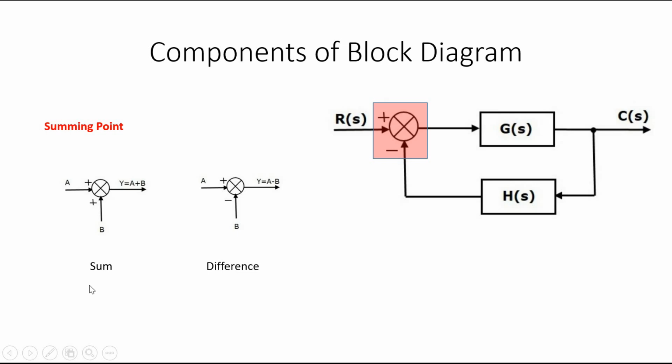Or we can do the difference also. For difference we notate minus. So A is plus and B is minus, so the result will be A minus B. And we can use a number of signals to add or subtract like that. So A and B are added and C is minus, so the result will be A plus B minus C. So we can have addition or subtraction of a number of signals in a summing point. So this is about the summing point.